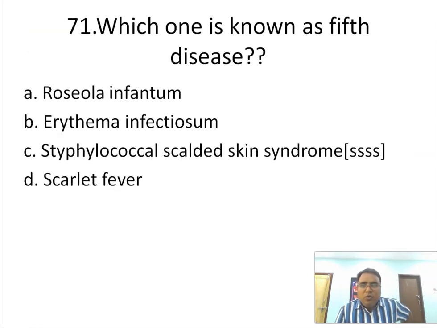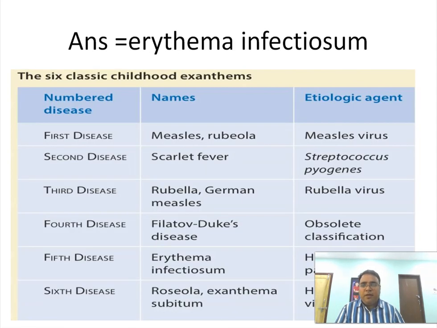To start with, which one is known as fifth disease? Is it Roseola infantum, erythema infectiosum, SSSS or staphylococcal scalded skin syndrome, or scarlet fever? Which one is known as fifth disease? The answer is erythema infectiosum.